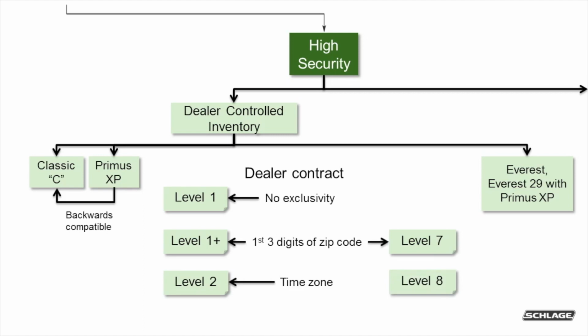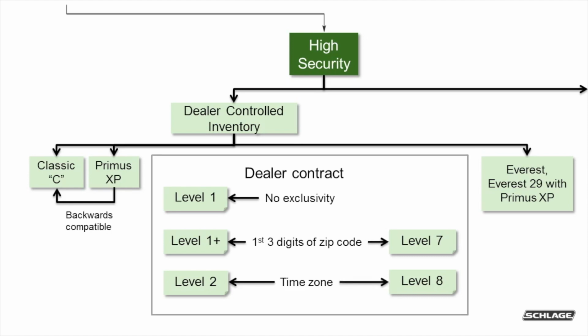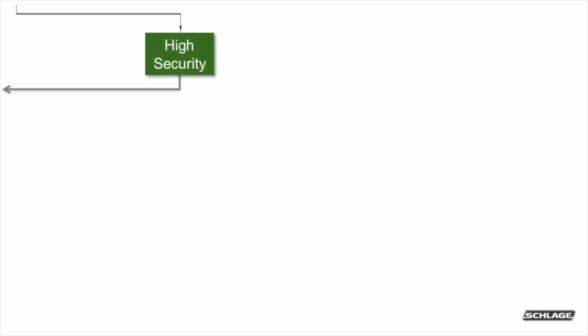Level 7 for Primus XP is exclusivity based on the first 3 digits of the zip code for the Everest and Everest 29 keyway families. Level 8 for Primus XP is exclusivity based on the time zone for the Everest and Everest 29 keyway families.